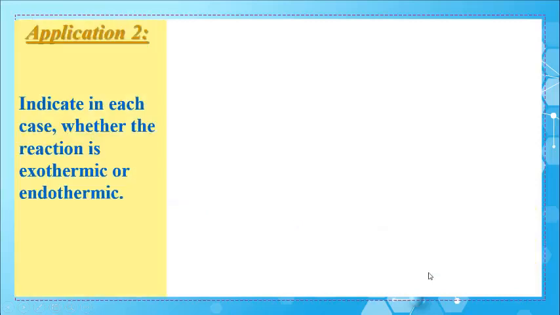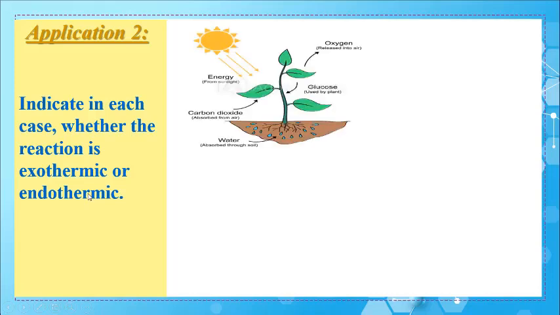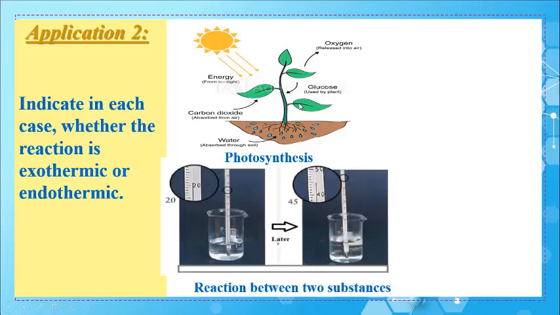Now, let's make an application. Application 2. Indicate in each case whether the reaction is exothermic, where heat is released or temperature increases, or endothermic, where heat is absorbed or temperature decreases. Let's check the first picture, where I have the photosynthesis reaction taking place. The green plant absorbs the energy from the sun. What is this? Think. Absorbing of energy? Good! It's an endothermic reaction.